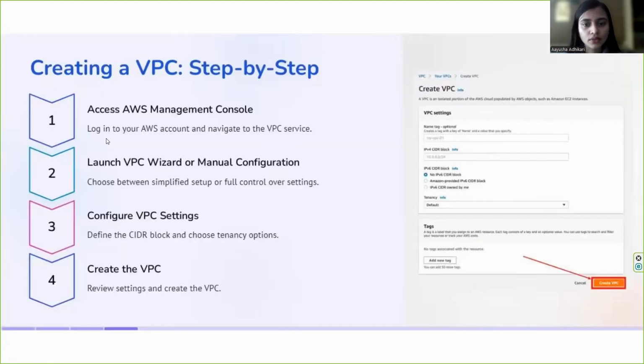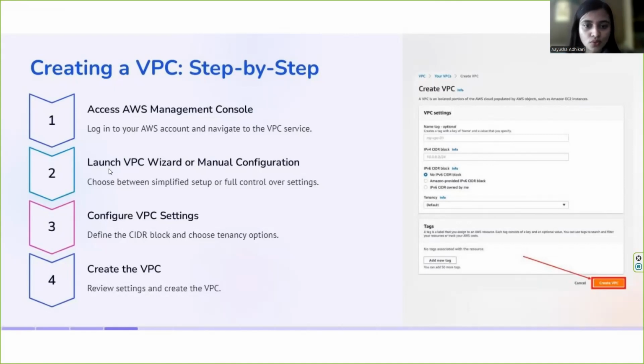Now, I will guide you step by step on how to create a VPC in AWS. Step 1 is to log into your AWS account at aws.amazon.com, search for VPC in the AWS Management Console, and click on Your VPCs to start configuring your network.